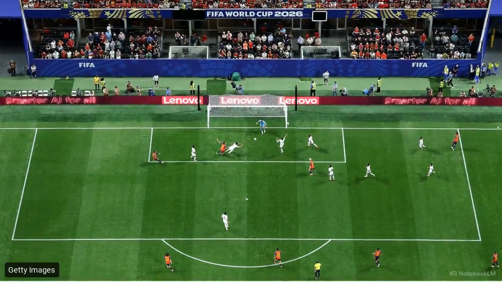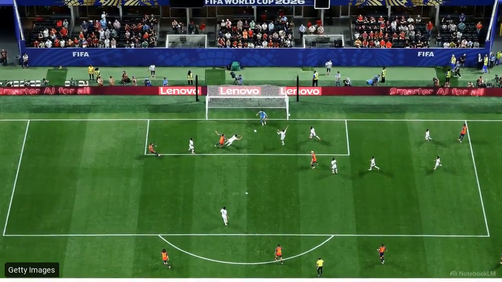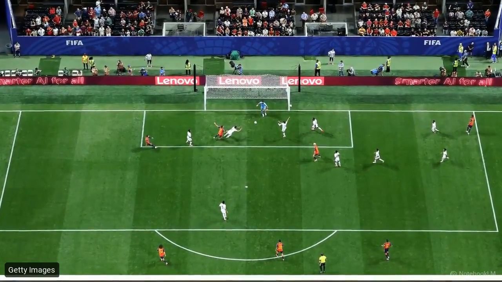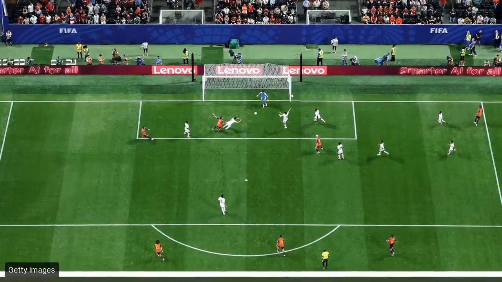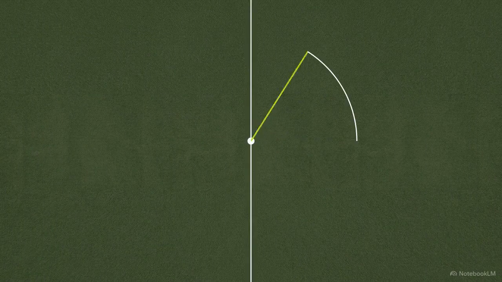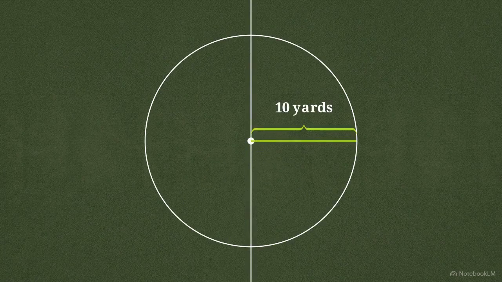These zones are direct mathematical extensions of the goal. The 8-yard width dictates the spacing for the most critical areas on the pitch. At the middle of the pitch, the center circle is defined by a 10-yard radius. Defending players must stay exactly 10 yards away from the ball during kickoff.